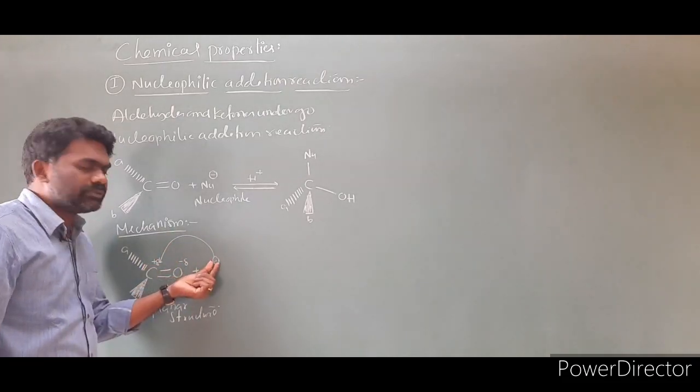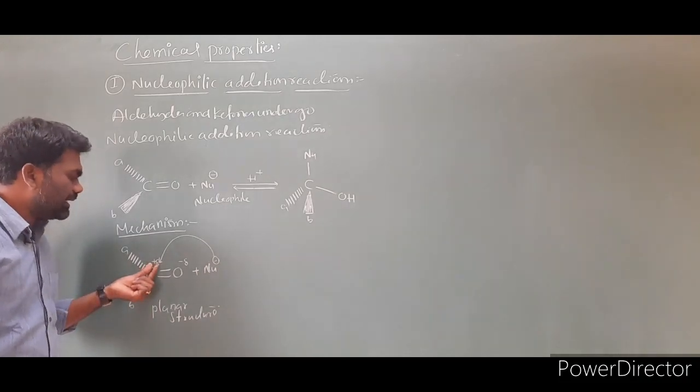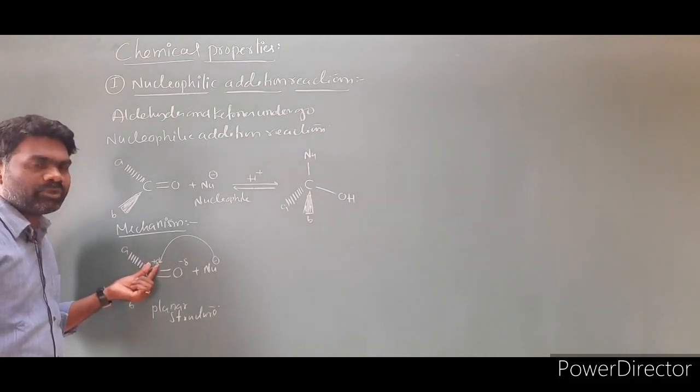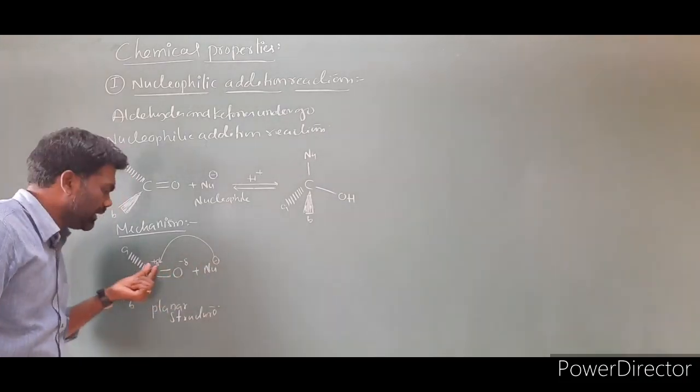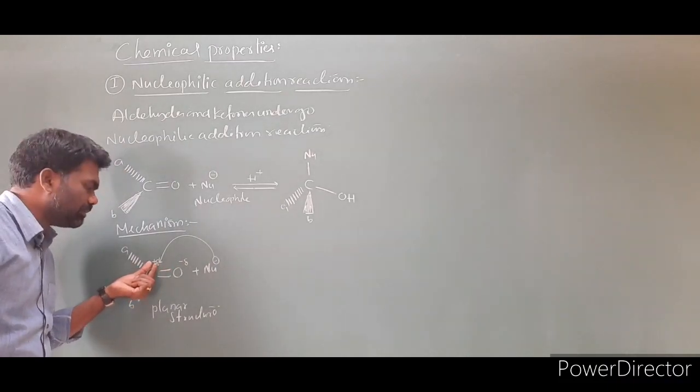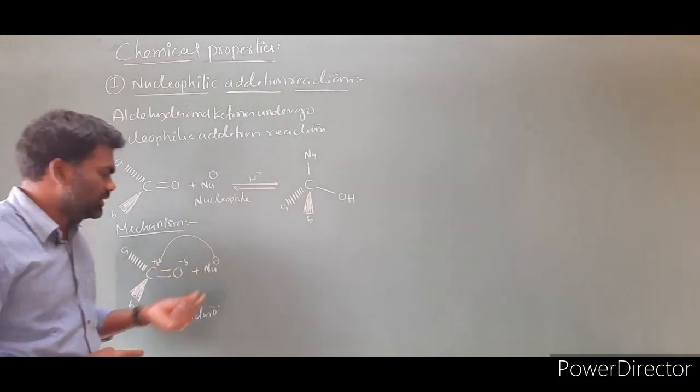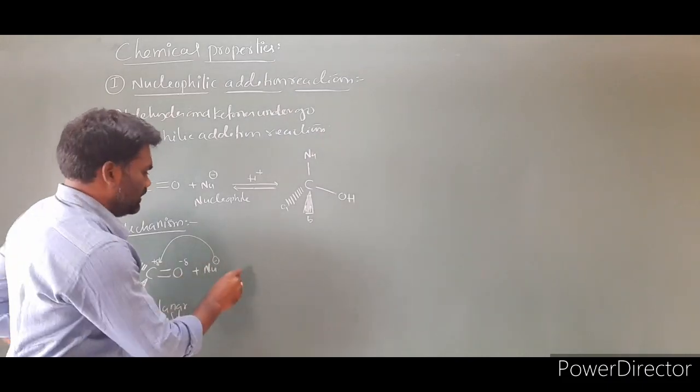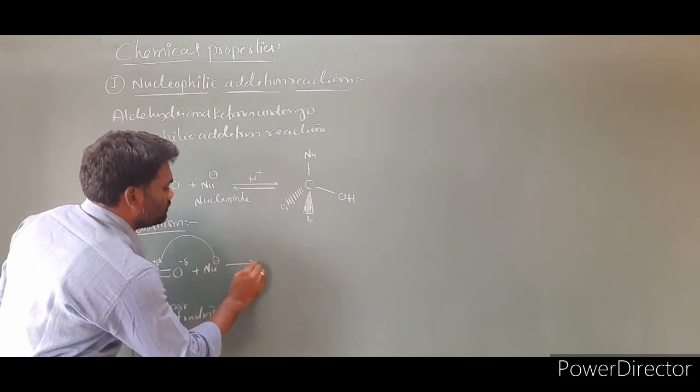The nucleophile has a negative charge and it will attack the carbonyl carbon. This point is very important: the nucleophile always attacks the carbonyl carbon, because the carbonyl carbon has a partial positive charge and the nucleophile has a negative charge. This is step 1.